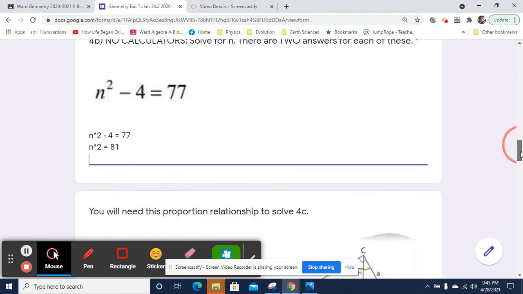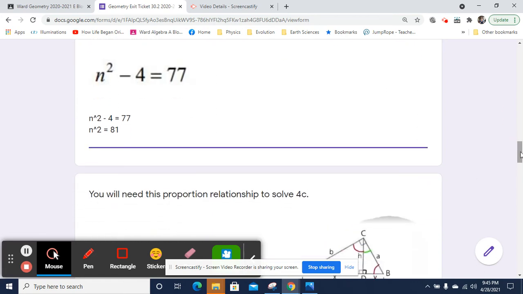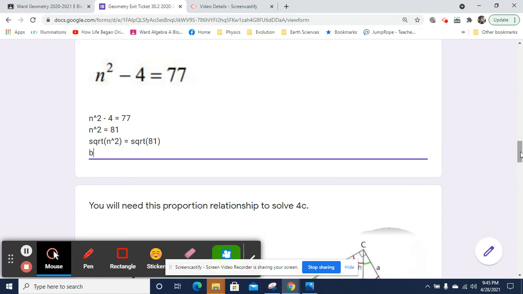It's 9 squared. So we're going to say the square root of n squared is going to equal the square root of 81. And so that means n is going to equal plus or minus 9.